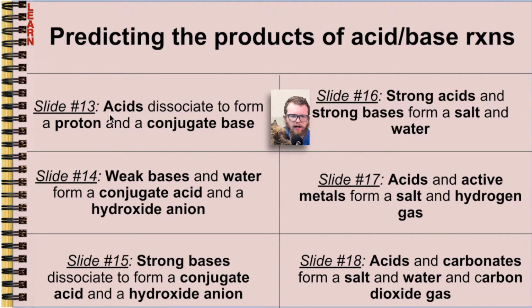On slide 13, acids dissociate to form a proton and a conjugate base. Slide 14, weak bases and water form a conjugate acid and a hydroxide anion. Slide 15, strong bases dissociate to form a conjugate acid and a hydroxide anion. Slide 16, strong acids and strong bases will form a salt and water. Slide 17, acids and active metals form a salt and hydrogen gas. And then on slide 18, acids and carbonates form a salt and water and carbon dioxide gas.